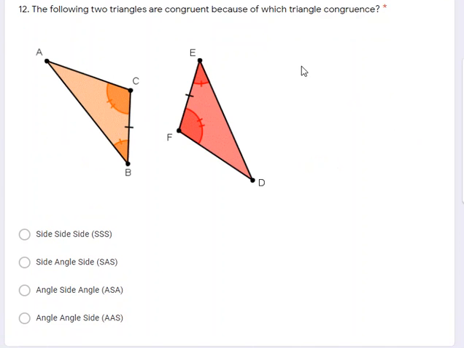Question 12. The following two triangles are congruent because of which triangle congruence? So, triangle ACB and DFE. Are the following two triangles congruent because of side, side, side, side, angle, side, angle, side, angle, or angle, angle, side?